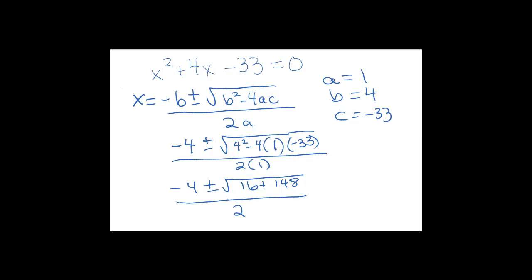Put this together. I'm sorry, we're going to backtrack here. I was ahead of myself, and I'm not going to redo this clip. So this was actually not 148 yet. It was 132. And this gives us -4 plus or minus square root of 148 over 2. Let me scroll a little bit.